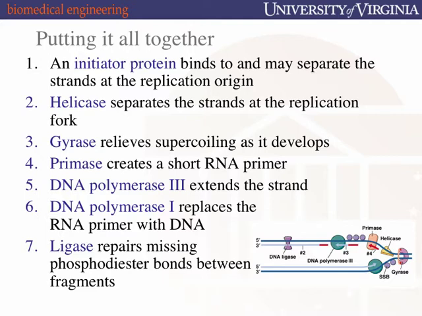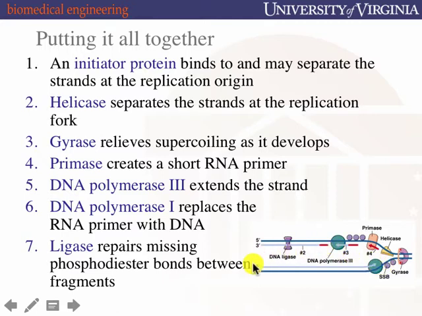Primase is an RNA polymerase. It's going to use the DNA as a template to create a short RNA primer, because remember, DNA polymerase 3 can only extend a strand. It can't create a strand. So something has to exist, and it can extend that based on a template. DNA polymerase is going to recognize that RNA primer and begin to synthesize DNA in a 5' to 3' direction.